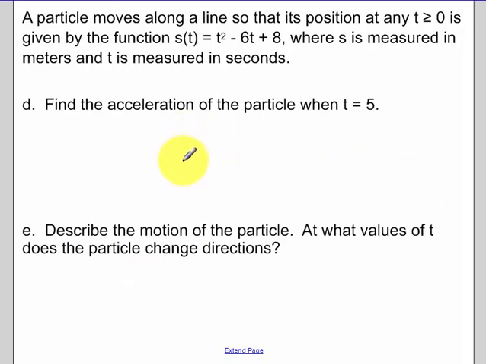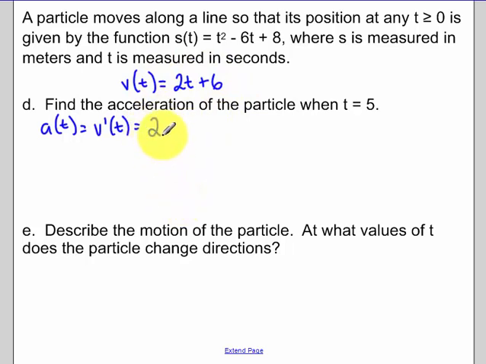Okay, particle moving along the line. Same piece. Find the acceleration. So acceleration is my derivative of velocity. Remember from the previous slide, our velocity was 2t minus 6. So the derivative of that is just equal to 2. Since I have nowhere to plug in a t value, my acceleration is just 2, and it's meters per second squared.